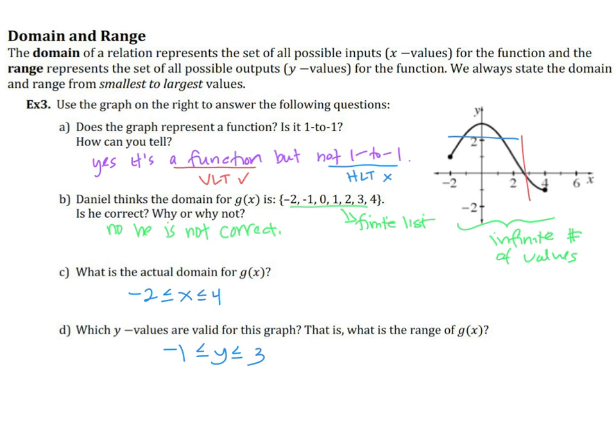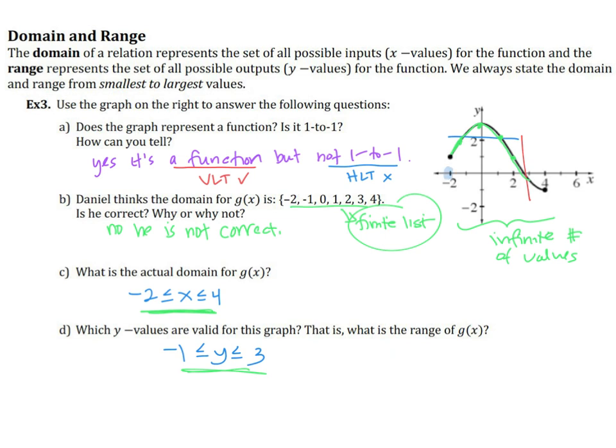Would you list the numbers to get a domain? And the answer is no. You would not list the numerical values. That would just be isolated points, right? That would be a finite list, and that is not true. This is continuous through here, so there's an infinite amount of values, so therefore we have to do these inequality signs, or on the next page we will see something other than an inequality sign. We're going to start to do interval notation.